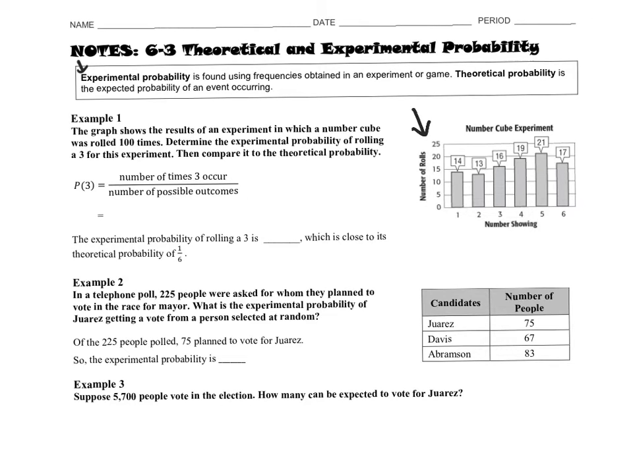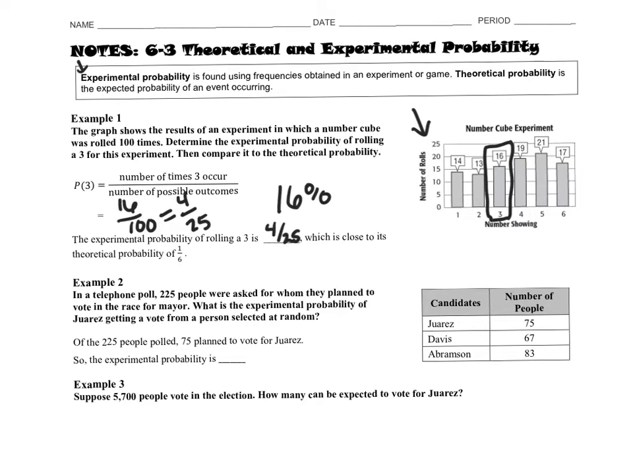Okay, well, they actually rolled a 3 16 times. So it is 16 out of 100. Can I reduce that? Yes, it's divisible by 4. So I could get 4/25. Okay? Now, I want to talk about this for a second because we haven't been talking about percentages a ton. But if I were to give this a percentage, it would be 16%. Does that make sense? That's a way to easily compare it. Okay? So the experimental probability of rolling a 3 is 4 out of 25.